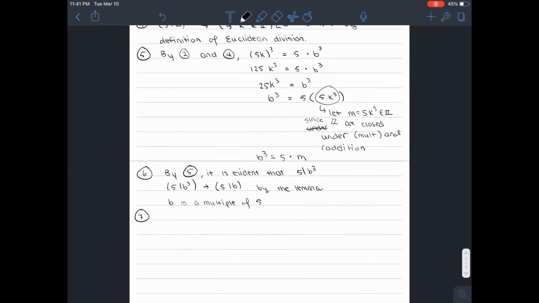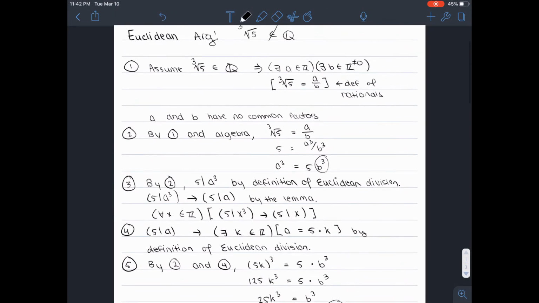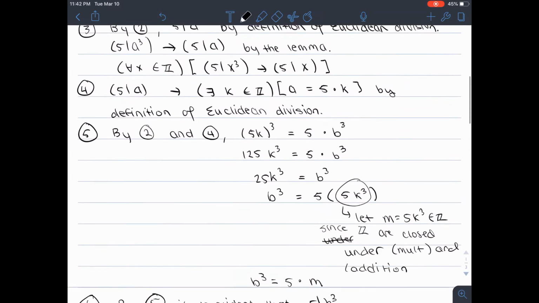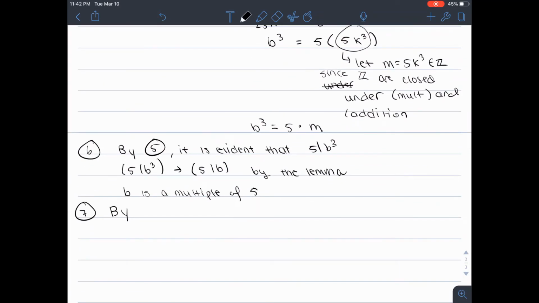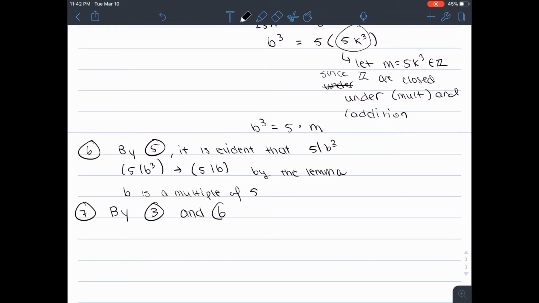Moving on to the next step, we have shown that a is a multiple of 5 and b is also a multiple of 5. So we have reached a contradiction here, since in our first step we stated that a and b have no common factors. So by steps 3 and 6, a and b both have a factor of 5, 5 being this common factor.